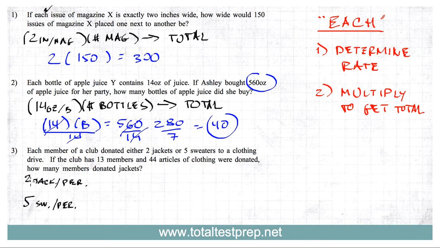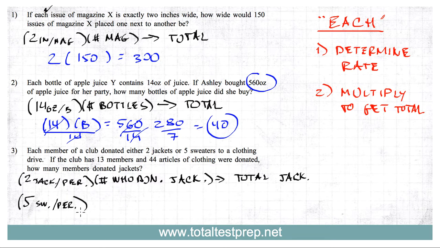So let's take a look at the first rate. Some people donated 2 jackets each, or 2 jackets per person. We're going to multiply that by the number who donated jackets. So the number of people who donated jackets. And this gives us total jackets donated. Same thing. If some people are donating 5 sweaters each, or 5 sweaters per person, we're going to multiply that by the number of people who donated sweaters, and this gives us the total sweaters donated.